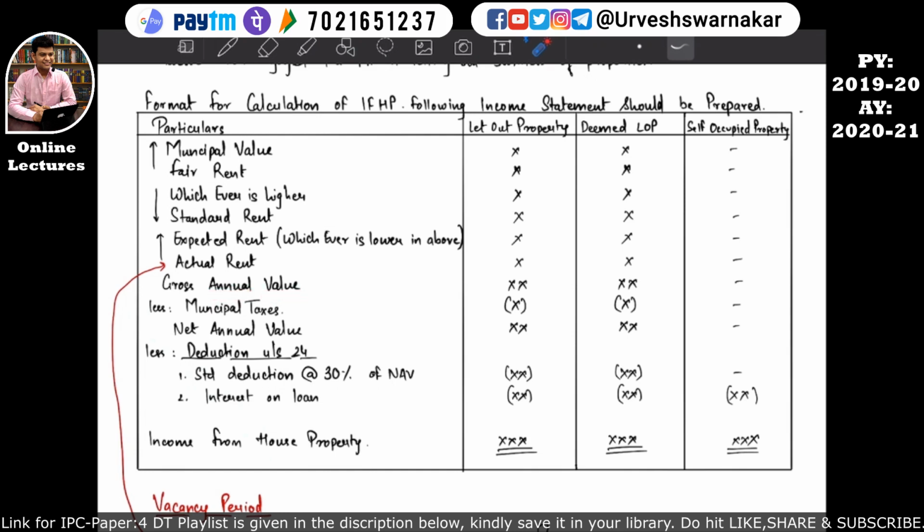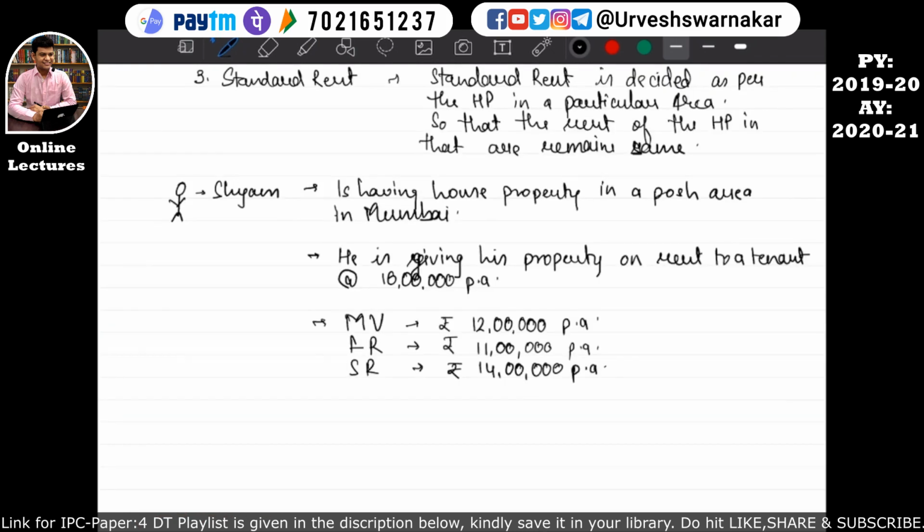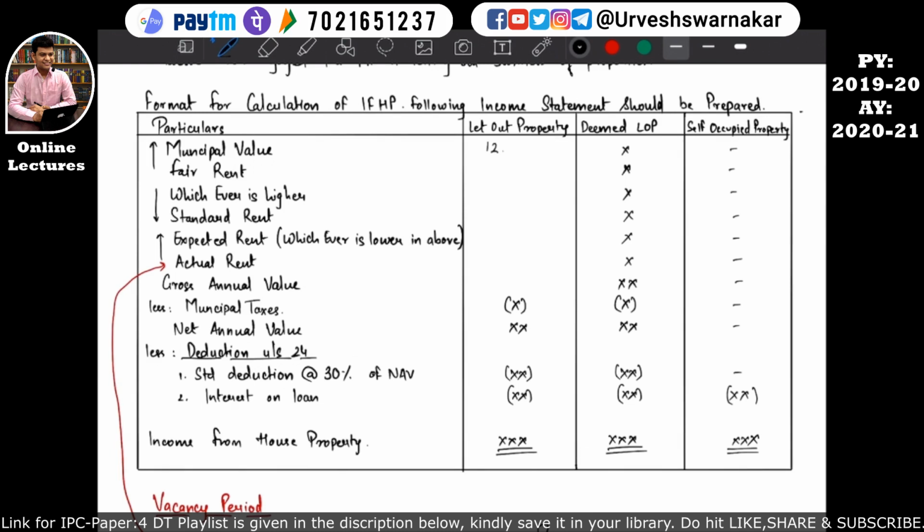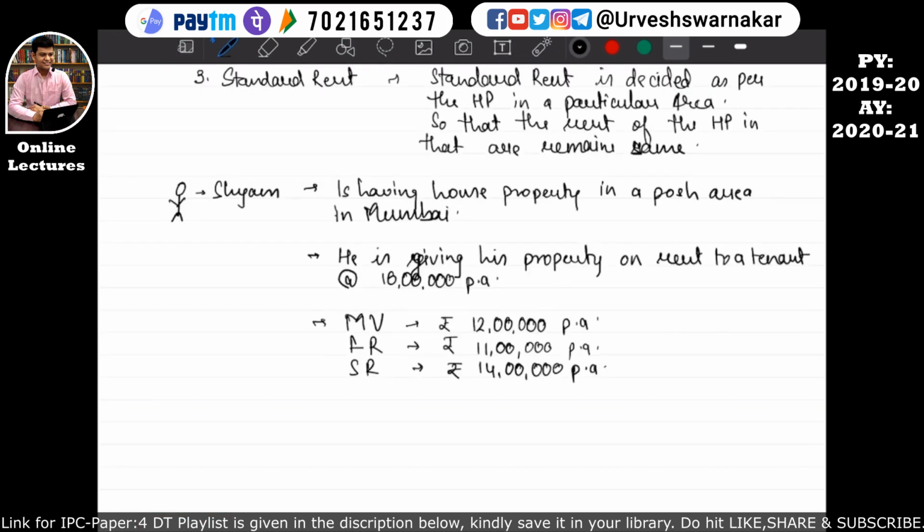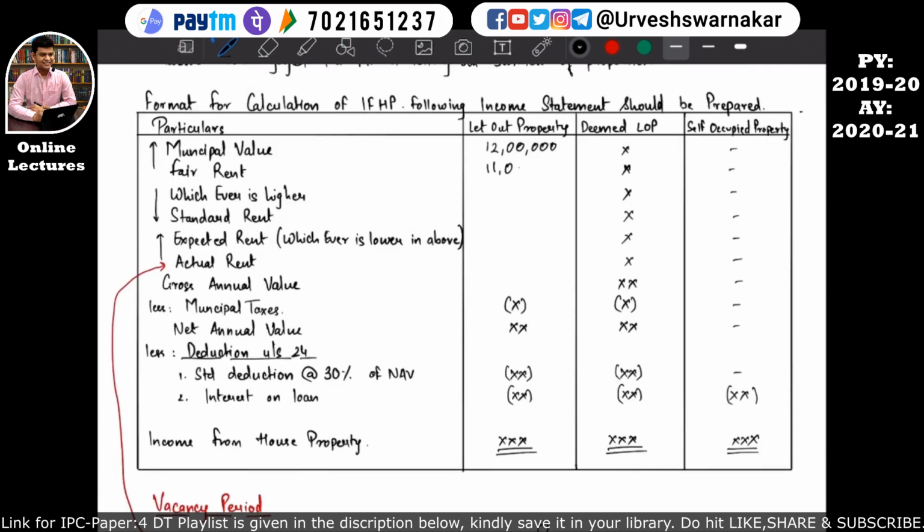Here, in the place of municipal value, I am writing under the tab of let out property only. So let's erase this for the time being and understand how things will work. The municipal value given in the question is 12 lakhs. We will simply feed that detail over here, 12 lakhs. And the fair rent given in the question is say 11 lakhs. So whichever is higher of these two, 12 lakhs. And the standard rent in that area is 14 lakhs. So whichever is lower of these two will be considered as expected rent. So we will write expected rent to be 12 lakhs. And the actual rent that we have received is 10 lakhs.